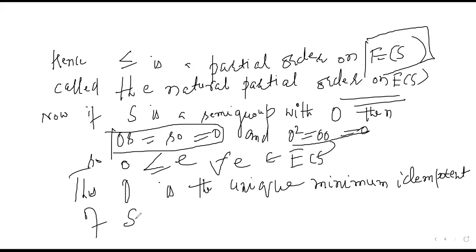Now, we are not interested in 0. In fact, we are interested in non-zero idempotents, and those non-zero idempotents which are actually the minimal idempotents are called primitive idempotents. So let me just give the definition of the primitive idempotent.